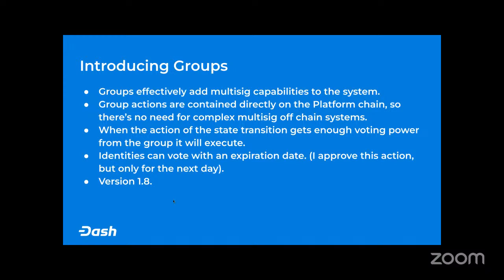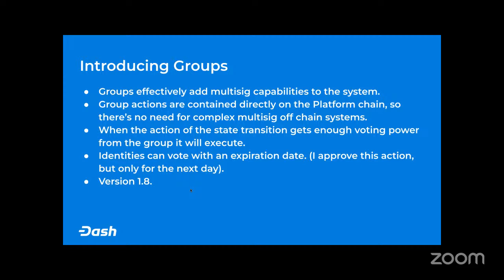So groups effectively add multi-sig capabilities to the system. That was a requirement, I think, for Tether that Joel talked about. And group actions are contained directly on the platform chain, so there's no need for complex multi-sig off-chain systems. Individual identities say, I want to do that action, and other identities say, I want to do that action. And when you have enough of them, according to the contract, the action just happens. It will execute.